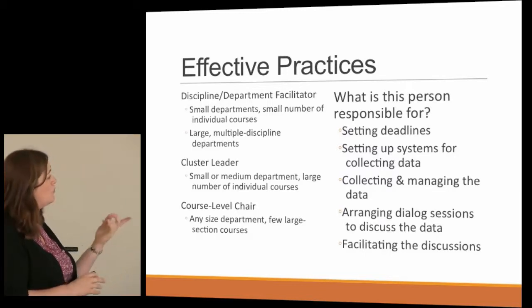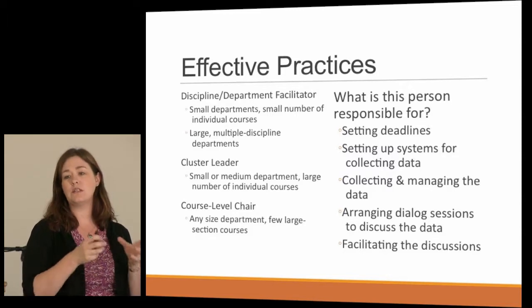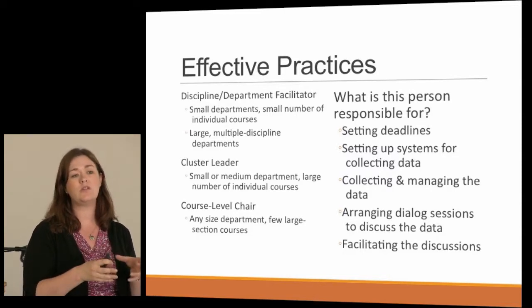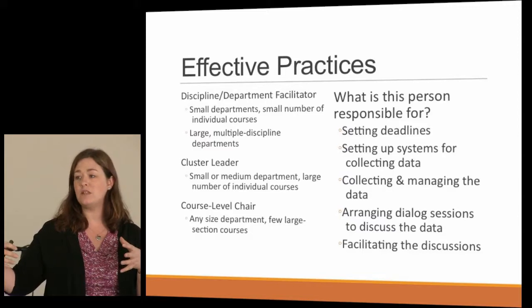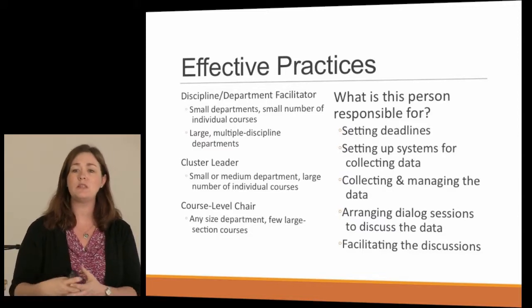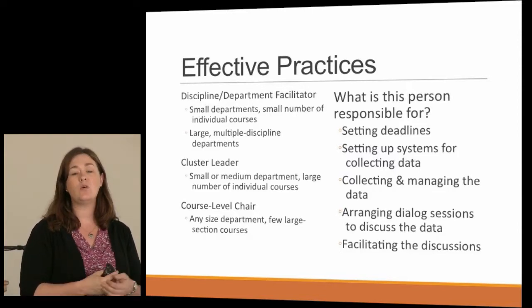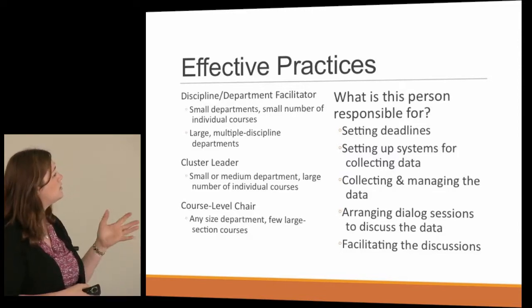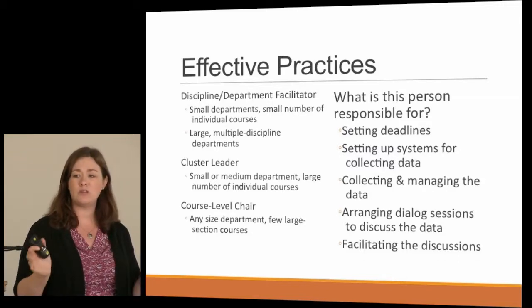So what they do is every course has a course level chair, and the course level chair is the facilitator for that particular course. So English 101 has a course level chair who facilitates and does all of the setup, gathers all of the data, sets the deadlines, brings everyone to the meeting, or as many people as they can to the meeting. And so the course level chair works when you have fewer courses but larger numbers of sections.